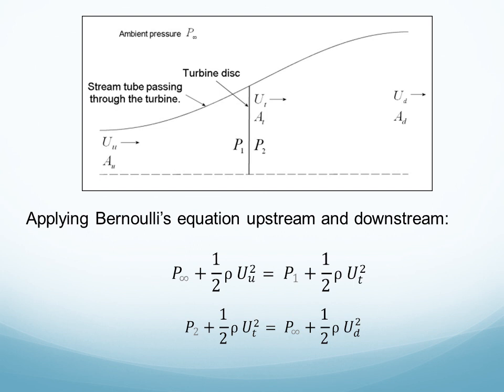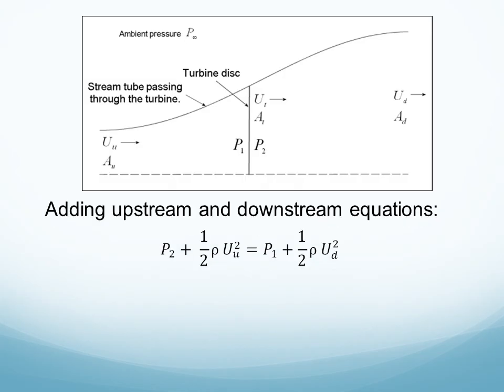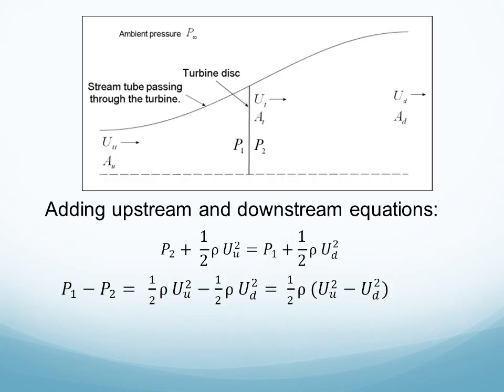So there are two things to notice. The first is that P infinity, or the ambient atmospheric pressure, is going to cancel out on both sides of the combined equation, as well as the 1/2 rho ut squared term. So what we'll be left with is this equation. And writing the equation in terms of the pressure drop across the turbine, we end up with equation 2, which we'll be referencing later on.